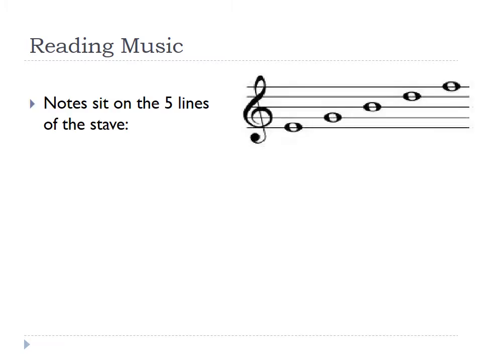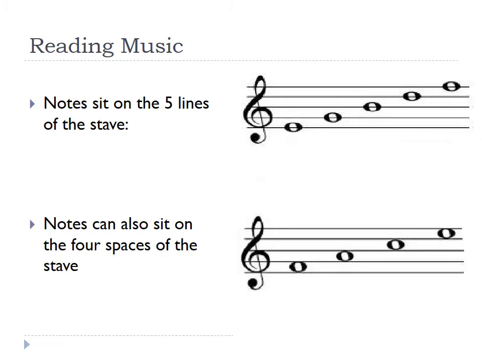Notes can sit on the 5 lines of the stave, and if you have a look at this picture, it shows a note on each line of the stave. But notes can also sit in the 4 spaces of the stave, and in this picture you can see our notes sitting in the 4 spaces. Knowing the difference between whether a note is on the line or in the space is going to help us to learn to read music. So it's important that you can distinguish between these 2 pictures, the top one depicting notes on the line and the bottom picture depicting notes in the space.